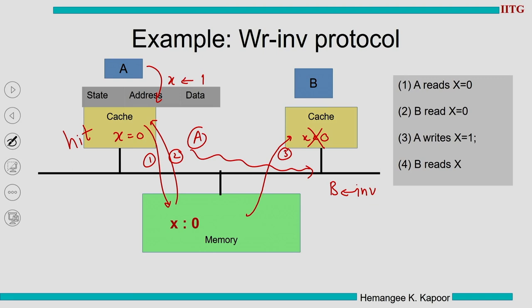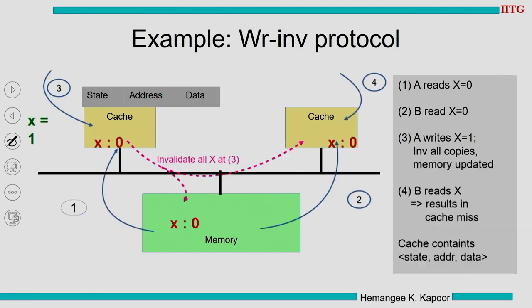Later when B again wants to read, it will incur a cache miss. So it will incur a miss and it has to go out again on the bus to fetch the data item. So in the write invalidation protocol, whenever a cache wants to write the data, that is change the content, it has to invalidate all the other copies throughout the system.